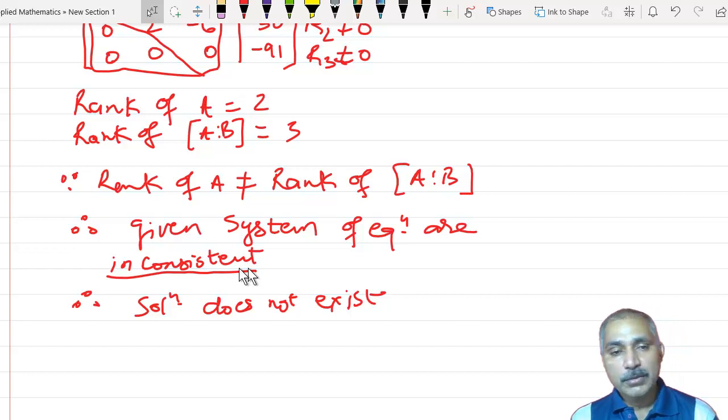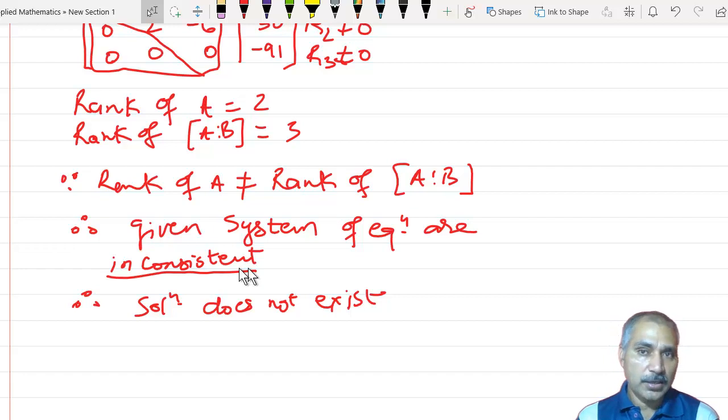I hope you have understood this one. Next time we will be having a few more sums on the non-homogeneous system of equations. We are yet left with the two types, that is type number 2 and type number 3. We will be doing that in the next lecture.